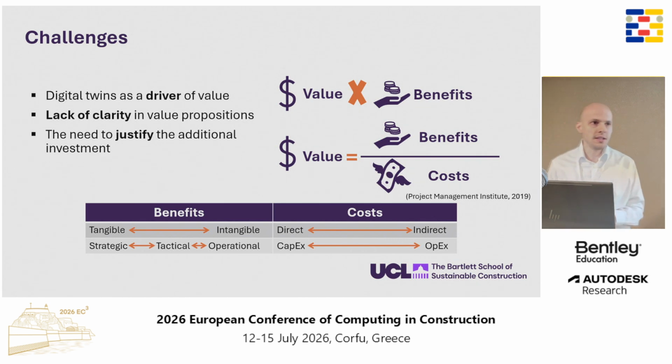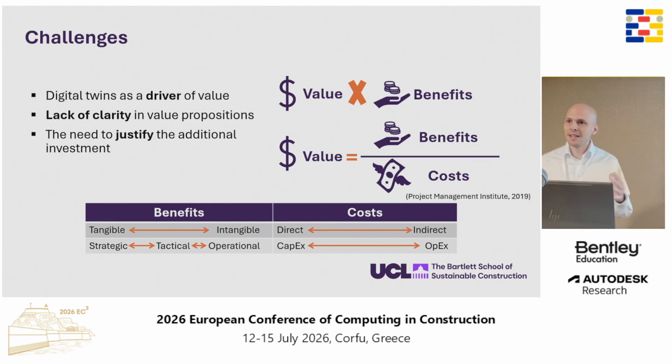Having already identified the two sides of the equation, the first one is benefits. These benefits could be either tangible or intangible. Tangible benefits are those that we can easily quantify, but it gets really difficult to quantify the intangible benefits. Another classification we could use is strategic benefits, which are long-term benefits that could be accrued over maybe a couple of years, and then the operational ones, which the day-to-day user of the digital twin can find on a daily basis.